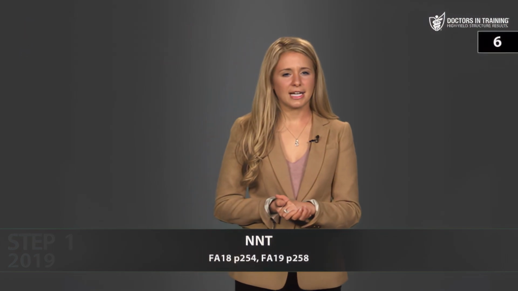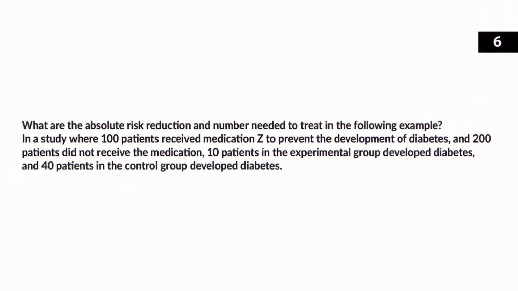Go ahead and look at your study guide again. What is the absolute risk reduction and the number needed to treat in the following example? In a study where 100 patients received medication Z to prevent the development of diabetes, and 200 patients did not receive the medication, 10 patients in the experimental group developed diabetes, and 40 patients in the control group developed diabetes. I want you to pause the video and try to work that out, and don't take more than 1 or 2 minutes and we'll go over it together.